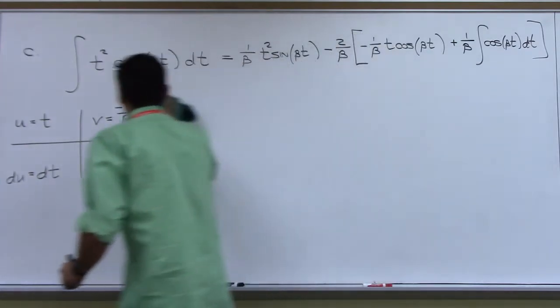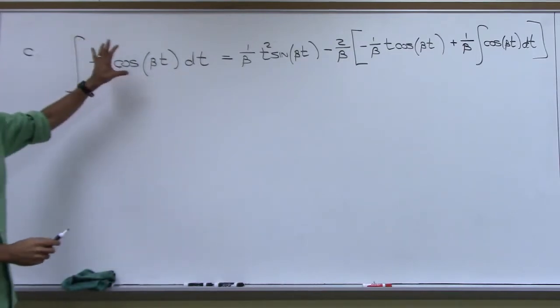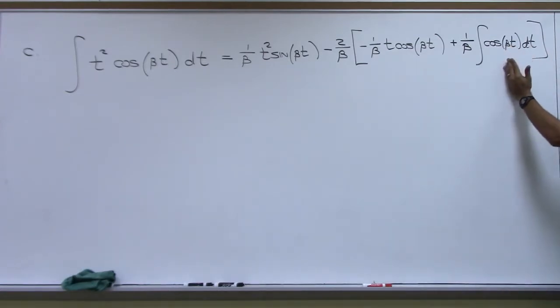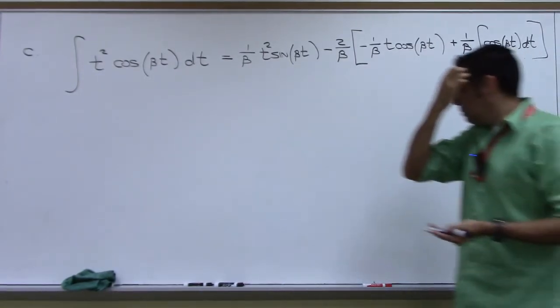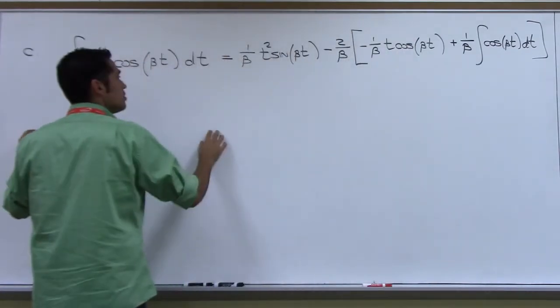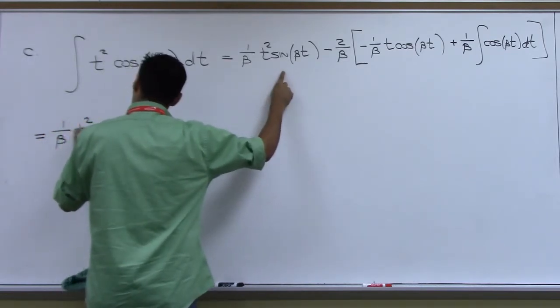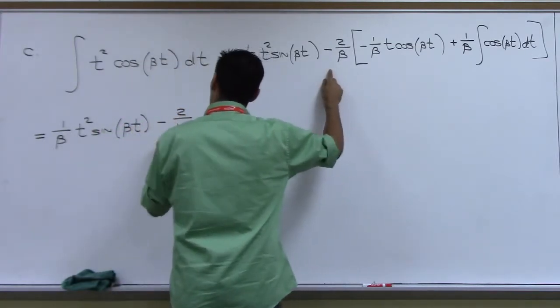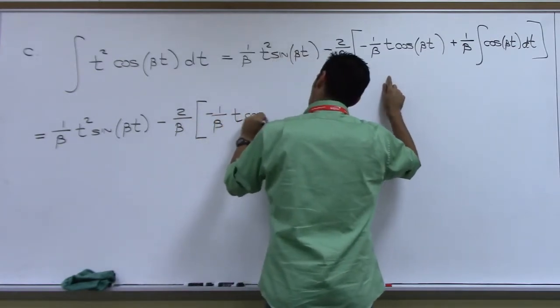Next line. Well, maybe before I do the next line, I should look at what I have here. My original integral, which I couldn't do. I've got a bunch of functions. I've got a new integral. I'm hoping I can do that. Can I do that? Yes, it's just cosine beta t. That I should be able to take the antiderivative of. See, I've eliminated the t. That was causing a problem. But it required 2 applications of integration by parts. So I have 1 over beta t squared sine beta t minus 2 over beta bracket negative 1 over beta t cosine beta t.